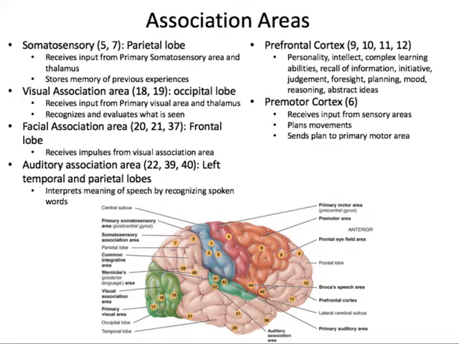Okay, the auditory association area is down here. Okay, so that's going to be in the temporal lobe and in the parietal lobe. So it's pretty close, but these two over here are actually in a different lobe. They're in the parietal lobe.